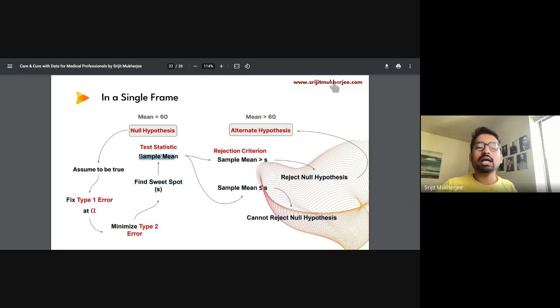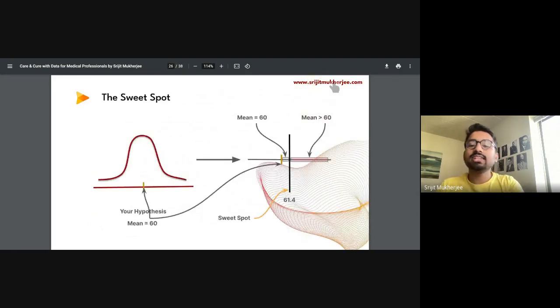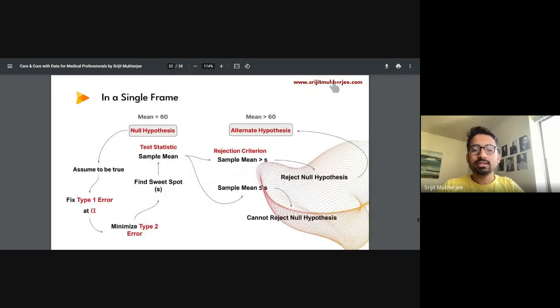Now, this sample mean is called a test statistic. We check whether the sample mean is greater than S or less than it. That is the sweet spot, right? Here we check whether it's greater than S, that's 61.4. If it's greater than S, we reject the null hypothesis because it's too much to accept as simple chance. If it's less than or equal to S, we cannot reject it.